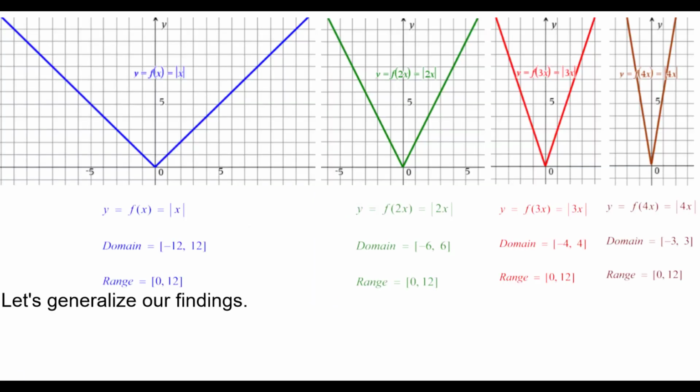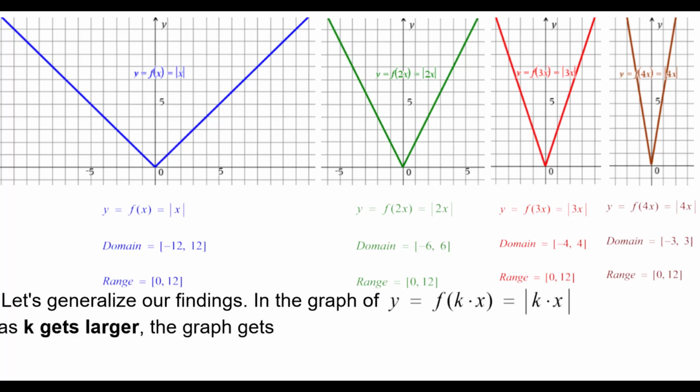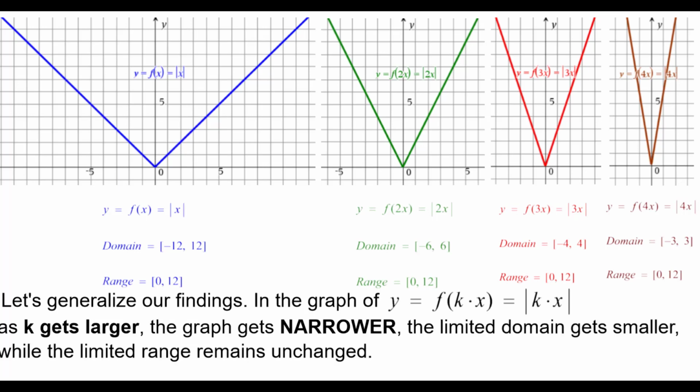Let's generalize our findings. This is what we want to do, is look for patterns and then generalize. In the graph of y equals f of the quantity k times x, where k is the coefficient, the absolute value of the quantity k times x, as that coefficient gets larger, the graph gets what? And if you said narrower, you would be correct. The limited domain gets smaller, while the limited range remains unchanged. So we will talk about what doesn't change as well.